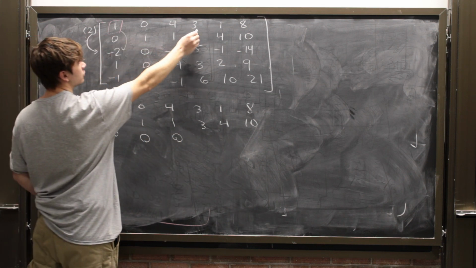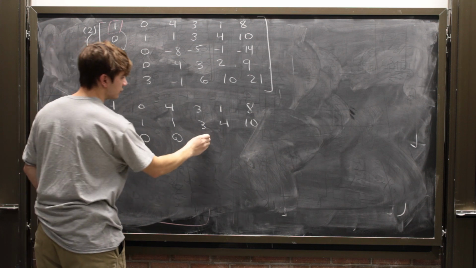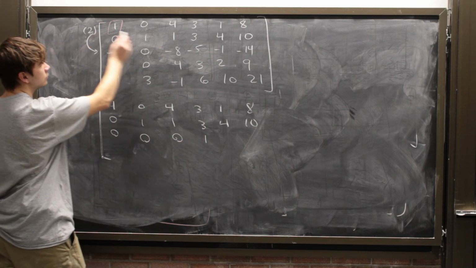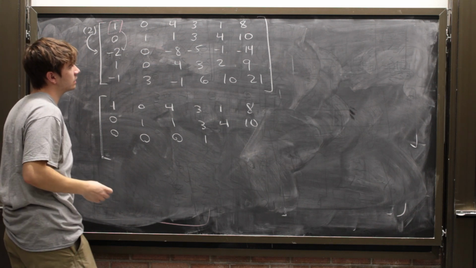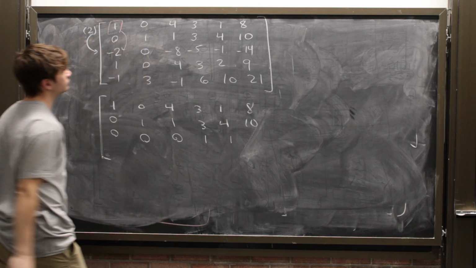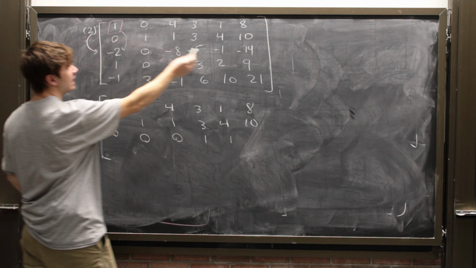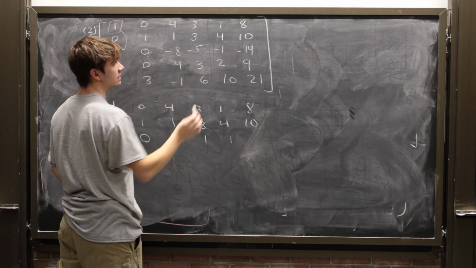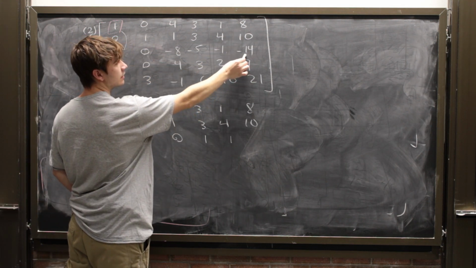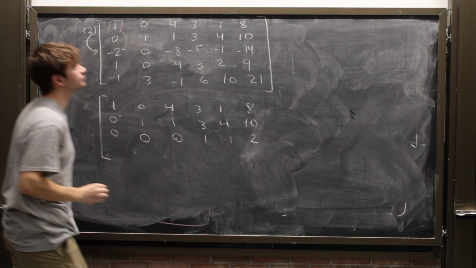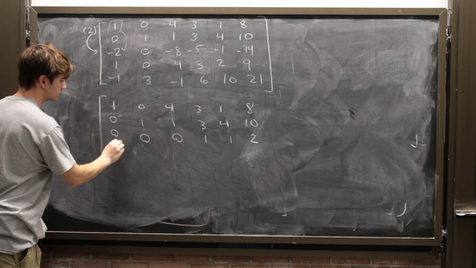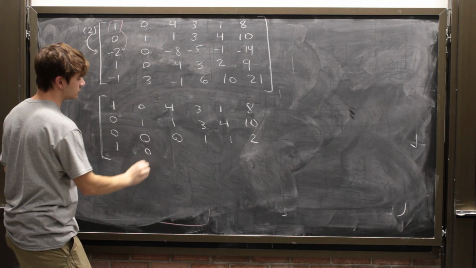2 times 3 is 6, added into the -5 is 1. 2 times 1 is 2, added into the -1 is 1. And 2 times 8 is 16, added into the -14 is 2. The other rows all stay the same.